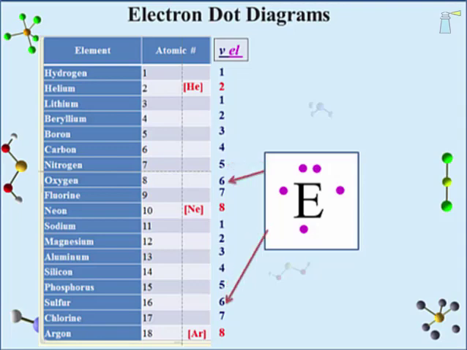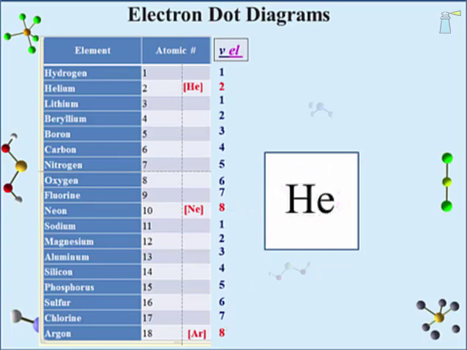Pairing also occurs with column 6A or 16 elements. We see that oxygen and sulfur have 6 valence electrons. The halogens, fluorine and chlorine, belong to column 7A or 17. The first 4 of their 7 valence electrons are added in a normal pattern, with valence electrons 5, 6, and 7 pairing. And finally, the column 8A or 18 noble gases, with their full set of valence electrons.